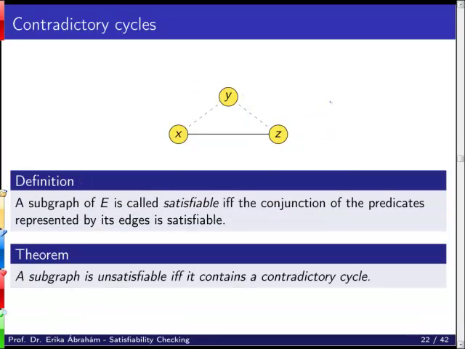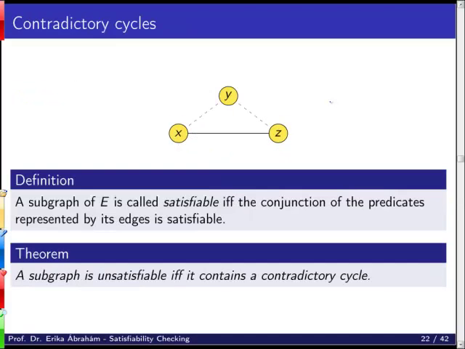So we can say the subgraph is satisfiable if the conjunction of the predicates represented by the edges is satisfiable. And the subgraph is unsatisfiable if it contains a contradictory cycle. That means they are not exclusive. Satisfiable means, in this case, the conjunction of the edges is satisfiable. That means that it is not contradictory, and unsatisfiable means it is a contradictory cycle.